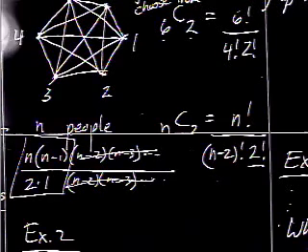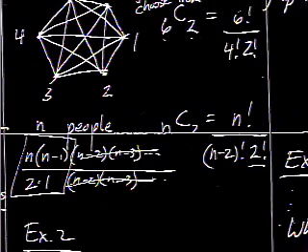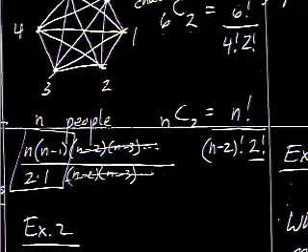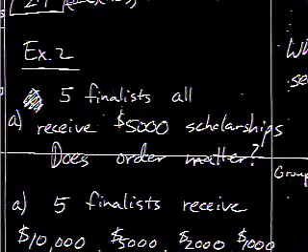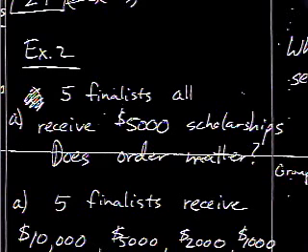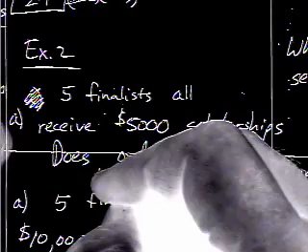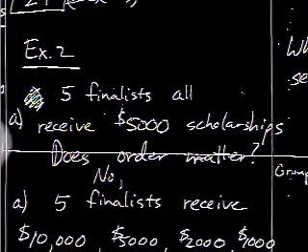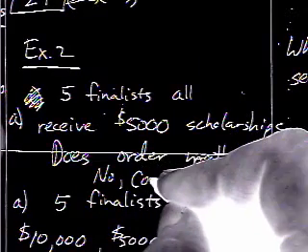So we can even boil it down to figuring out a formula that would work. Now if we look at another example, suppose there are 5 finalists all receiving a $5,000 scholarship. Does the order matter? If you and 4 other people you knew were all in some contest to get a $5,000 scholarship, maybe we wrote an essay or something, would you care what place you came in? Probably not, if everybody was going to get a $5,000 scholarship. So does order matter? No. So this would be a combination situation.